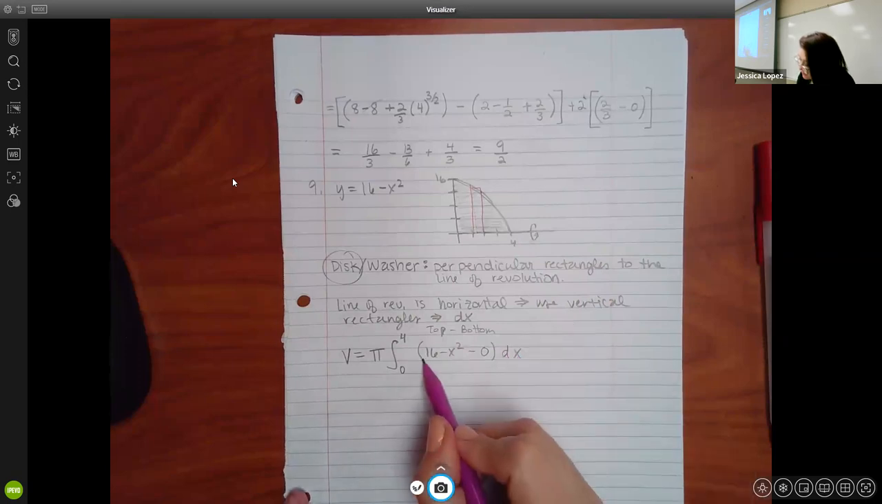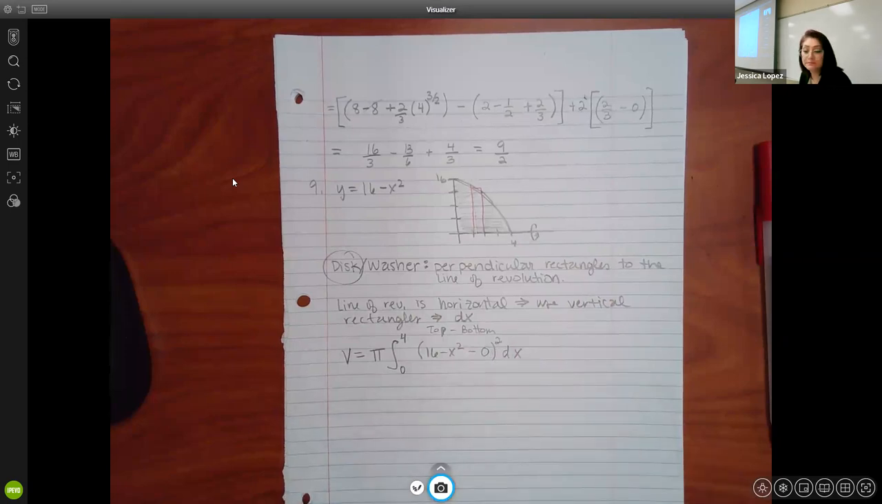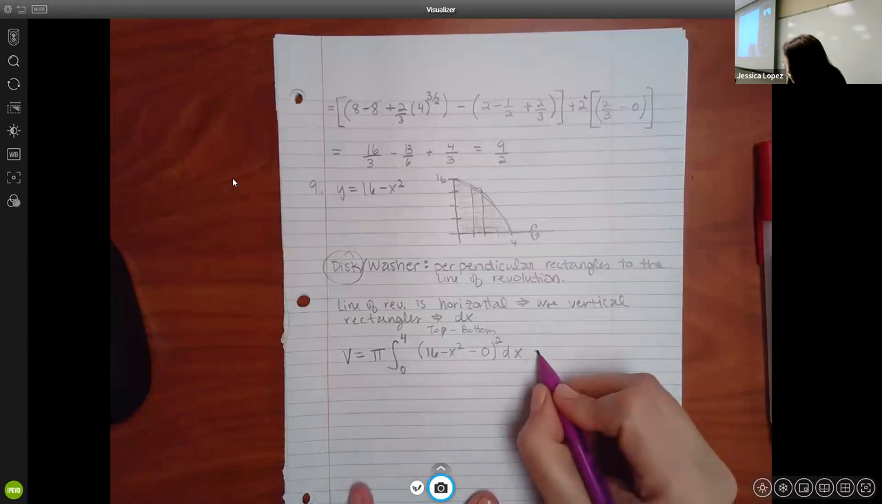And it should always be pi r squared, right? You only square them individually if there's a hole, okay? If there's no hole, then you just put the whole top minus bottom, and then the square on the outside. Now, let's see. That's not too bad. I can FOIL that.